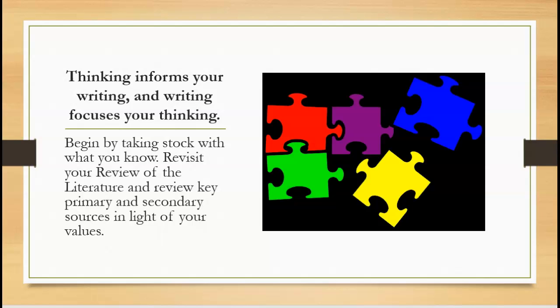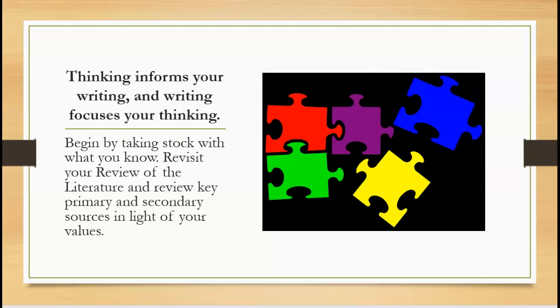Before you begin this process, you need to go back by taking stock of what you know. Revisit your review of the literature and review key primary and secondary sources in light of your values. So you've already talked about your values and you've thought about what you think is important in a prison sentence, why a judge would give a prison sentence to someone, to anyone. Keeping that in mind, now go back and revisit what you know about the Brock Turner case and begin looking for evidence that either supports that these values were upheld or shows that they were not upheld.